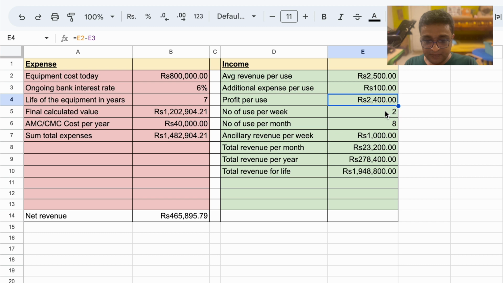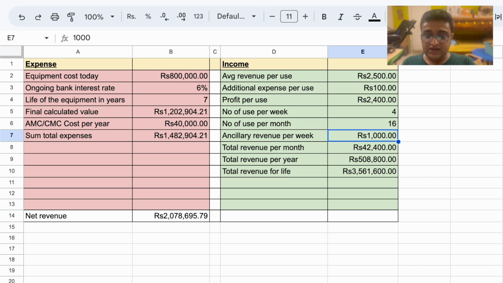That's working out. So number of uses per week. Let me say that we have around 4 patients undergoing YAG capsulotomy or YAG PI in a week. That gives you around 16 cases in a month. So 16 cases, we stop at that.